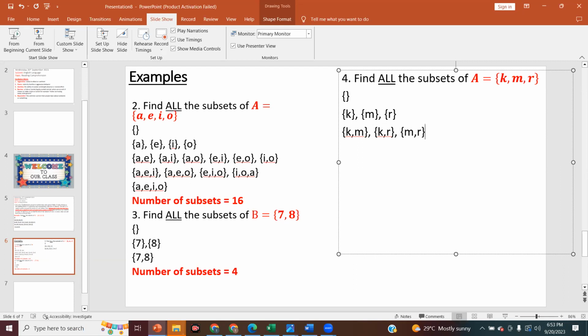Anything else? No, sir. So that's it. We don't have any more empty sets. I mean, we don't have any more subsets. Yes, sir. And lastly, KMR. What's the set? The set itself, right? So the set is K, comma, M, comma, R. All right. So what's the number of subsets?